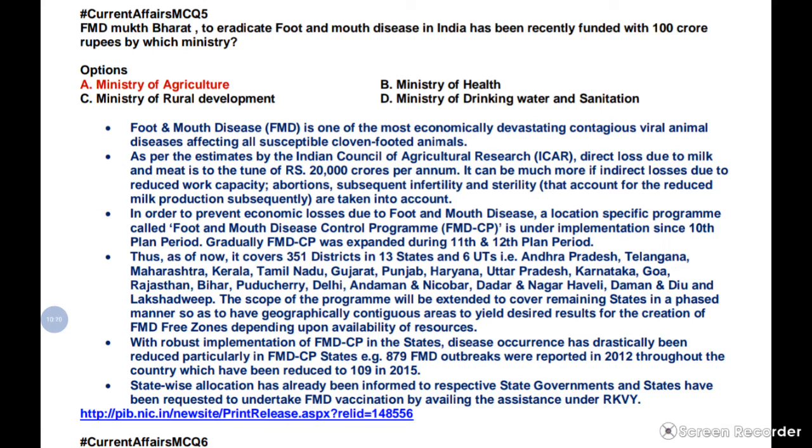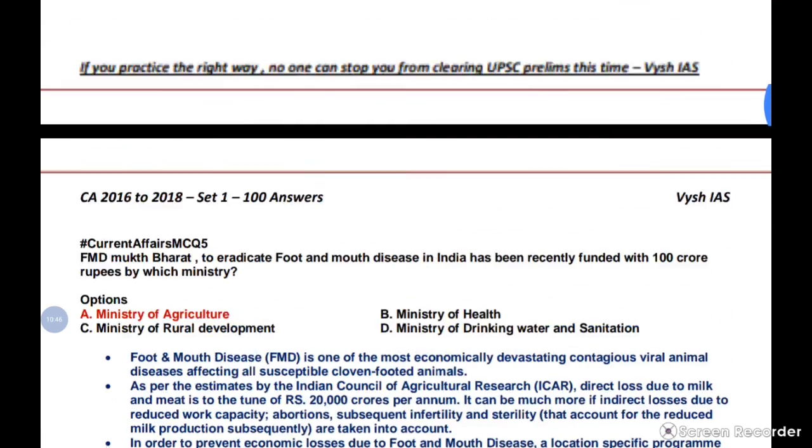If you have to ask, it's only two or three things: whether it's a viral or bacterial disease, which ministry is related to it, and what India's plan is. India's plan is to eradicate it, and 100 crore has been invested. So this is the overall thing. This is how we have designed every MCQ. So it becomes important for you to do current affairs, because old current affairs tests also cover static portions which are taken from genuine PIB links or Hindu links only. So this is one way of showing you how important current affairs is.